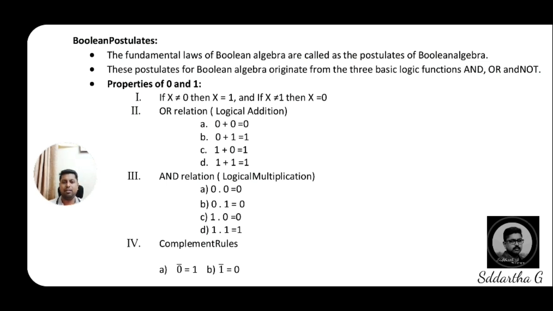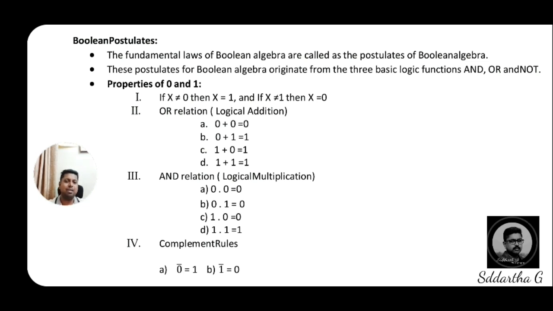This will be a particular property, what we are calling the properties of zeros and 1. If x is not equal to 0, then the complemented result must be a 1. If x is not equal to 1, then the complemented result must be a 0. So this is the first particular property.